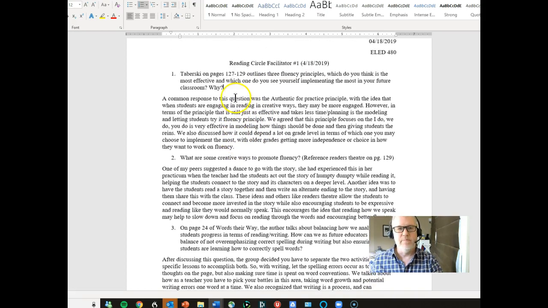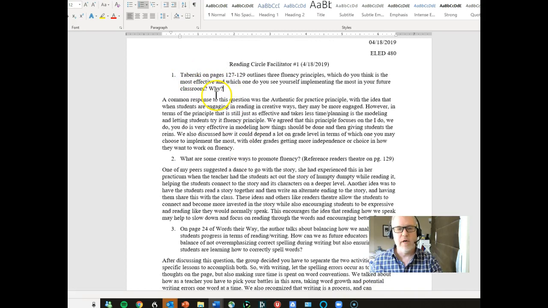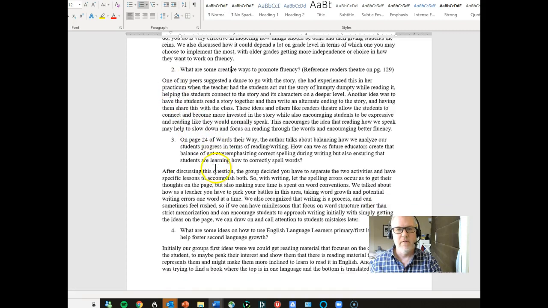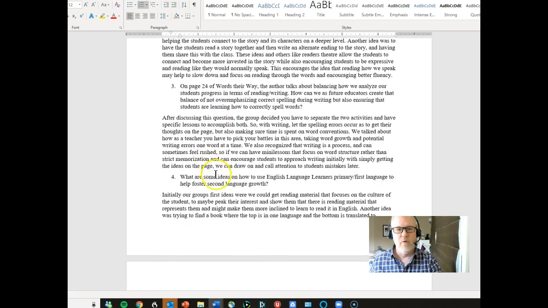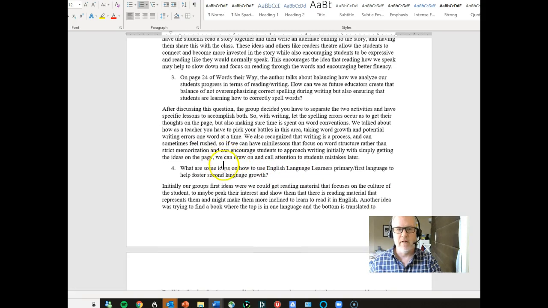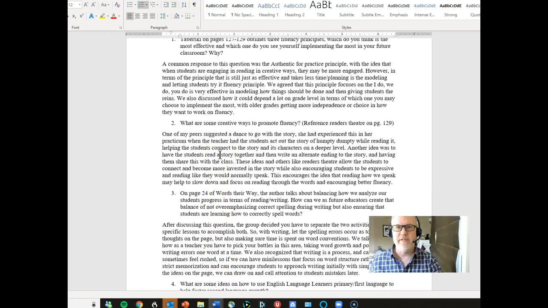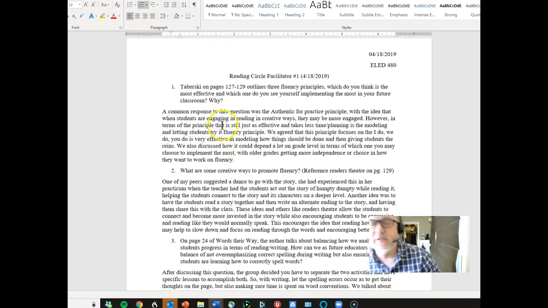And you can see that this author wrote the questions that they brought to their group, and then they synthesized what their group talked about. So what are some creative ways to promote fluency, etc.? What are some ideas for how to use English language learners' primary or first language to help foster second language growth? And the goal of the facilitator is not to provide the answers, but to synthesize their group's conversation.